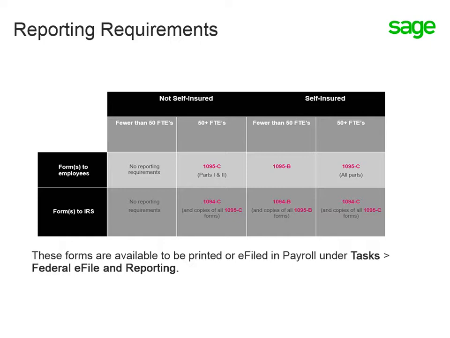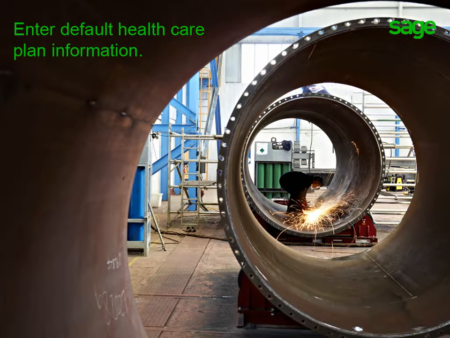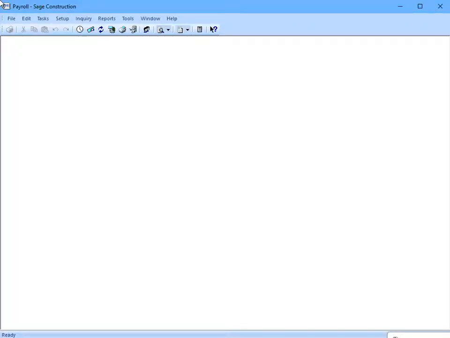Once you have determined which forms you are required to submit and the sections you are required to complete on those forms, you will want to make sure you are tracking the information necessary to complete them in your payroll software, which is our focus for the remainder of this lesson. You can pause this video using the buttons in the play bar below if you would like more time to examine this chart. Let's start by recording the default healthcare plan information for your company in payroll.